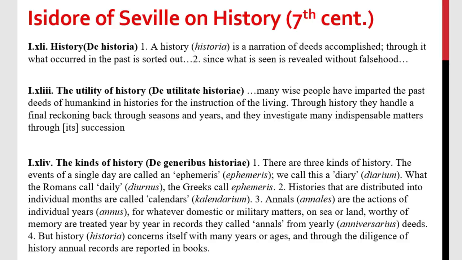But important here is that if we read these definitions of history, these do not look completely the same as how the Greeks or the Romans would have defined history. They're certainly not the same as modern historians would define the field. We'll get to that later in the lecture. But the basic definition Isidore provides is that history, that is historia, because early medieval people are primarily writing in Latin, history is a narration of deeds accomplished, and through it, what occurred in the past is sorted out.